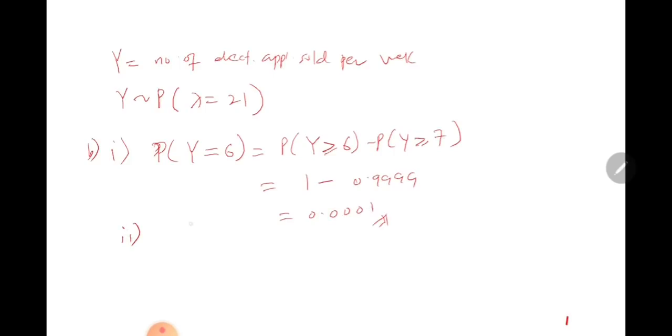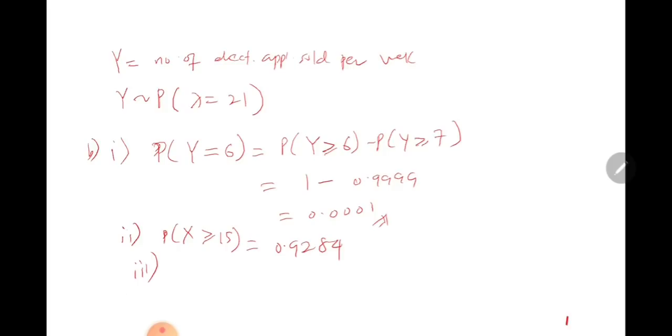Okay, next one, you want on a given week this store to sell at least 15 electrical appliances, so greater or equal than 15. So you look at the statistical table, lambda equals to 21, R equals to 15, you're going to get 0.9284, so the probability is high.